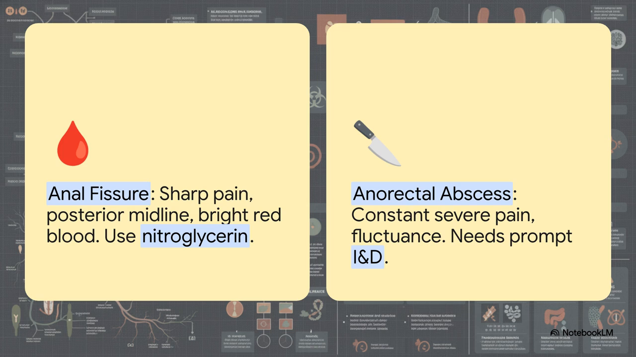Now contrast that with an anorectal abscess. Here you've got constant, severe perianal pain, fever, erythema, and a palpable area of fluctuance. Deep abscesses might need a CT scan to confirm, but definitive management requires prompt incision and drainage.